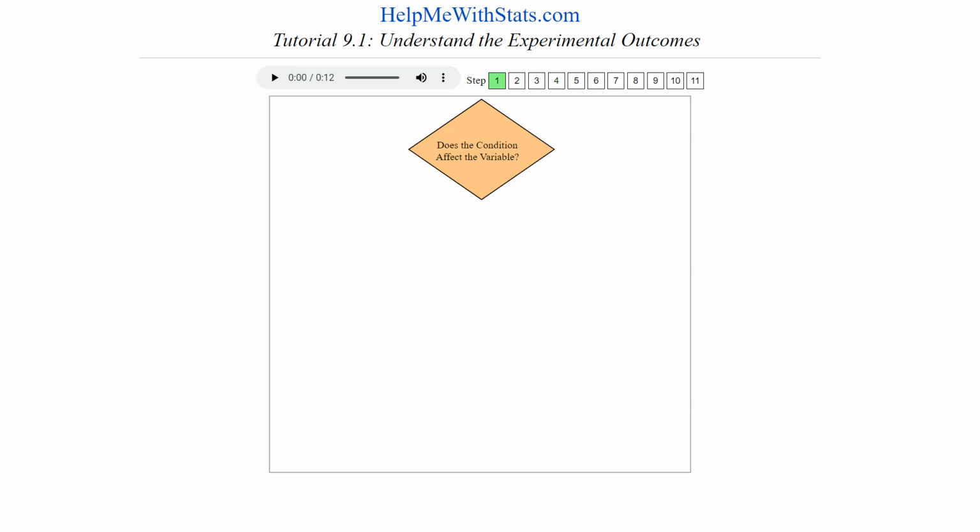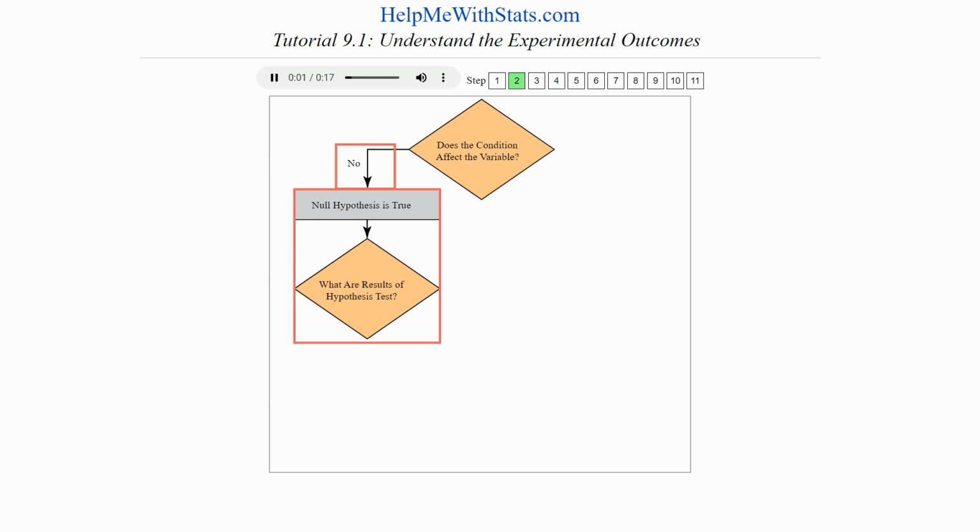HelpMeWithStats.com was used to create this tutorial that can help us understand the experimental outcomes. Let's use a flowchart to consider all the possible outcomes of a hypothesis test. The outcomes are divided into two main groups that depend upon whether the condition affects the variable or not.